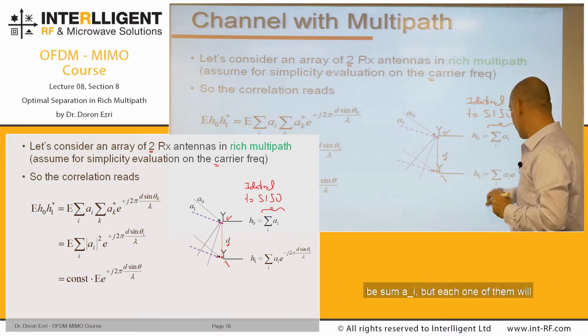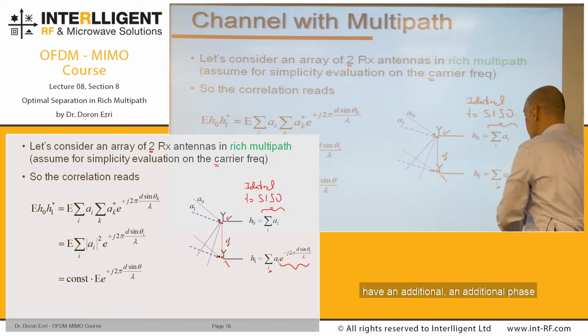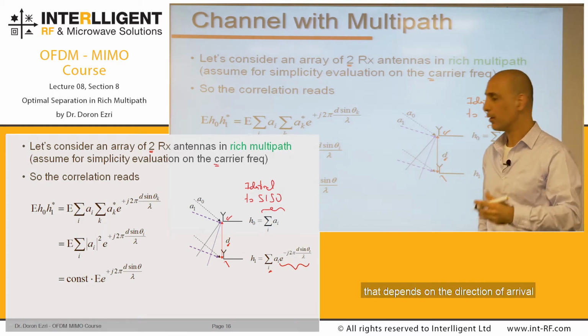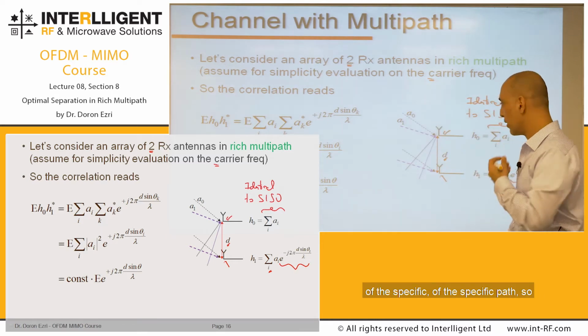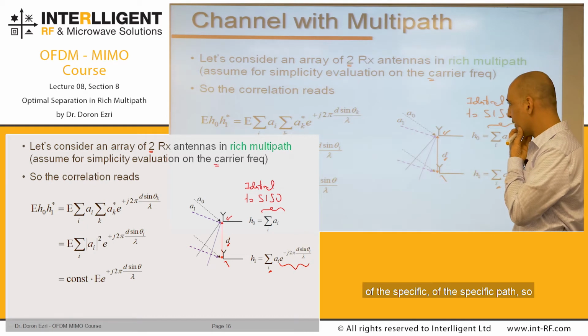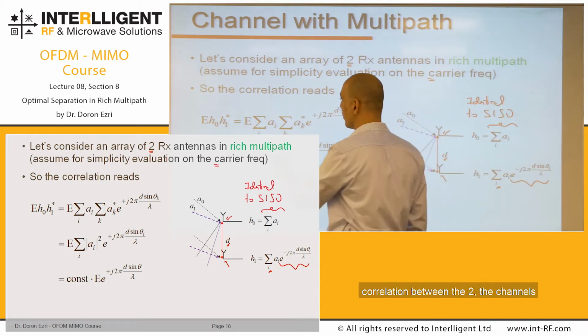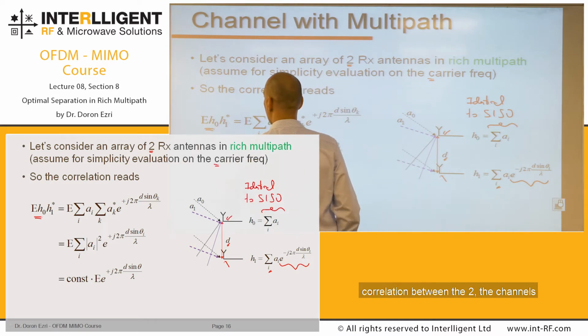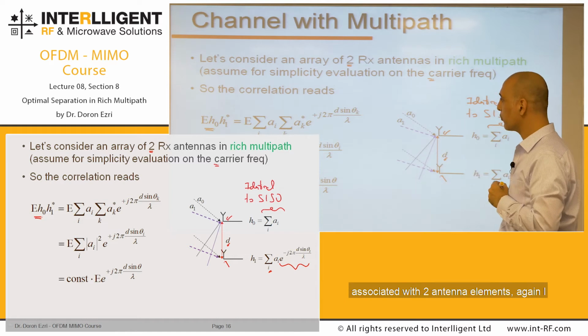What would be the channel, and this is the key point, associated with the second antenna? It would be some a_i, but each one of them will have an additional phase that depends on the direction of arrival of the specific path. So I'm interested in the correlation between the two channels associated with the two antenna elements.